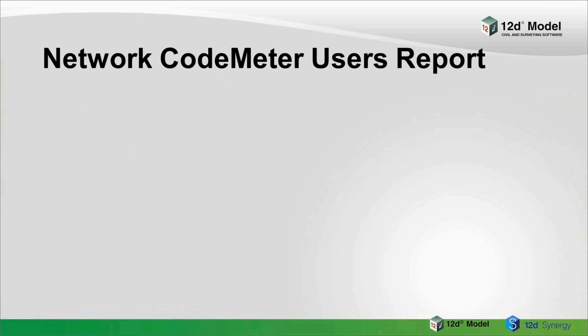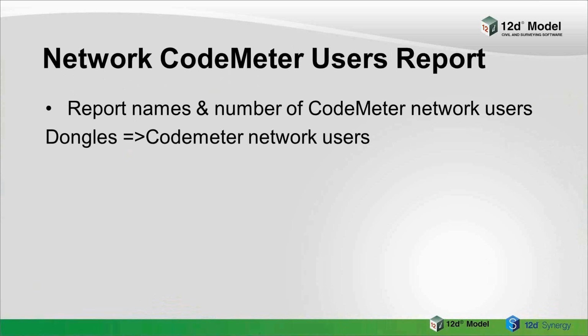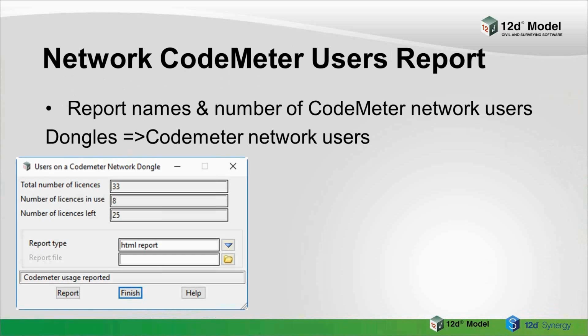Now, we've had people asking about the user report for the network CodeMeters, and a lot of people are starting to move across to the network CodeMeters. You have to be on version 11 and above to do so, and we can actually report from 12D Model the names and numbers of users on your CodeMeter network dongles. And this will be particularly useful when you've got 3 or 4 virtual dongles in the one dongle. So it's under Project Management, Dongles, CodeMeter Network Users, surprise, surprise.